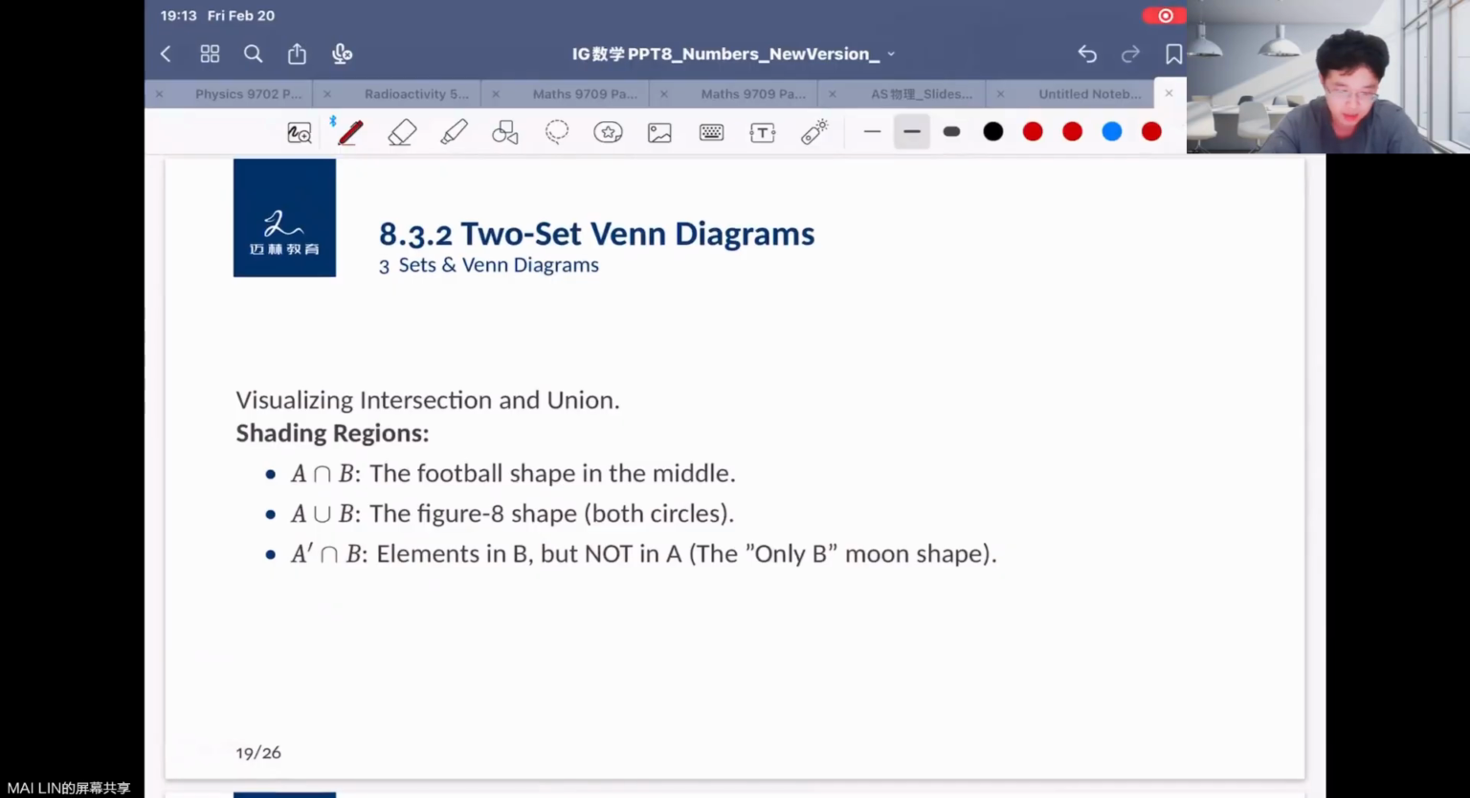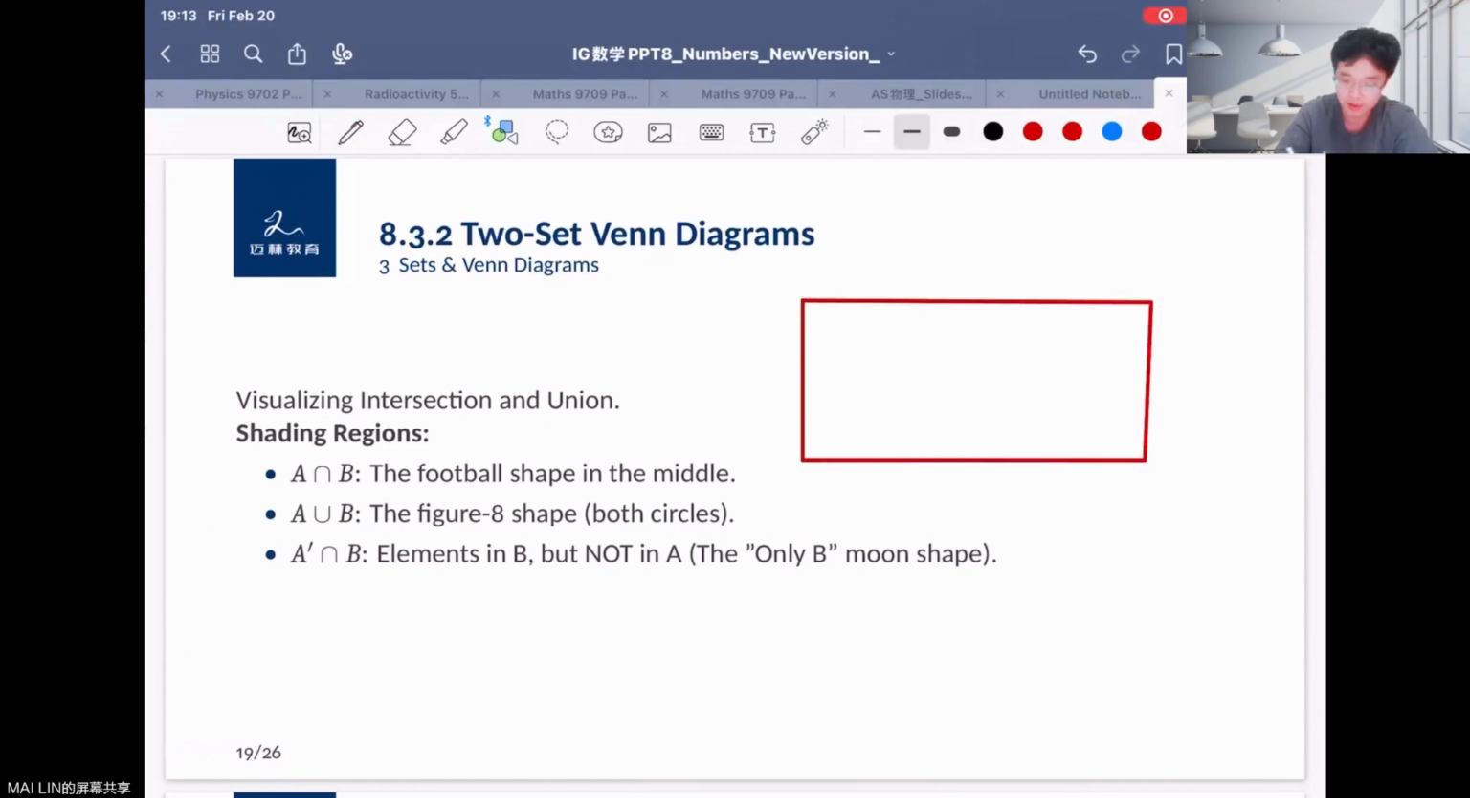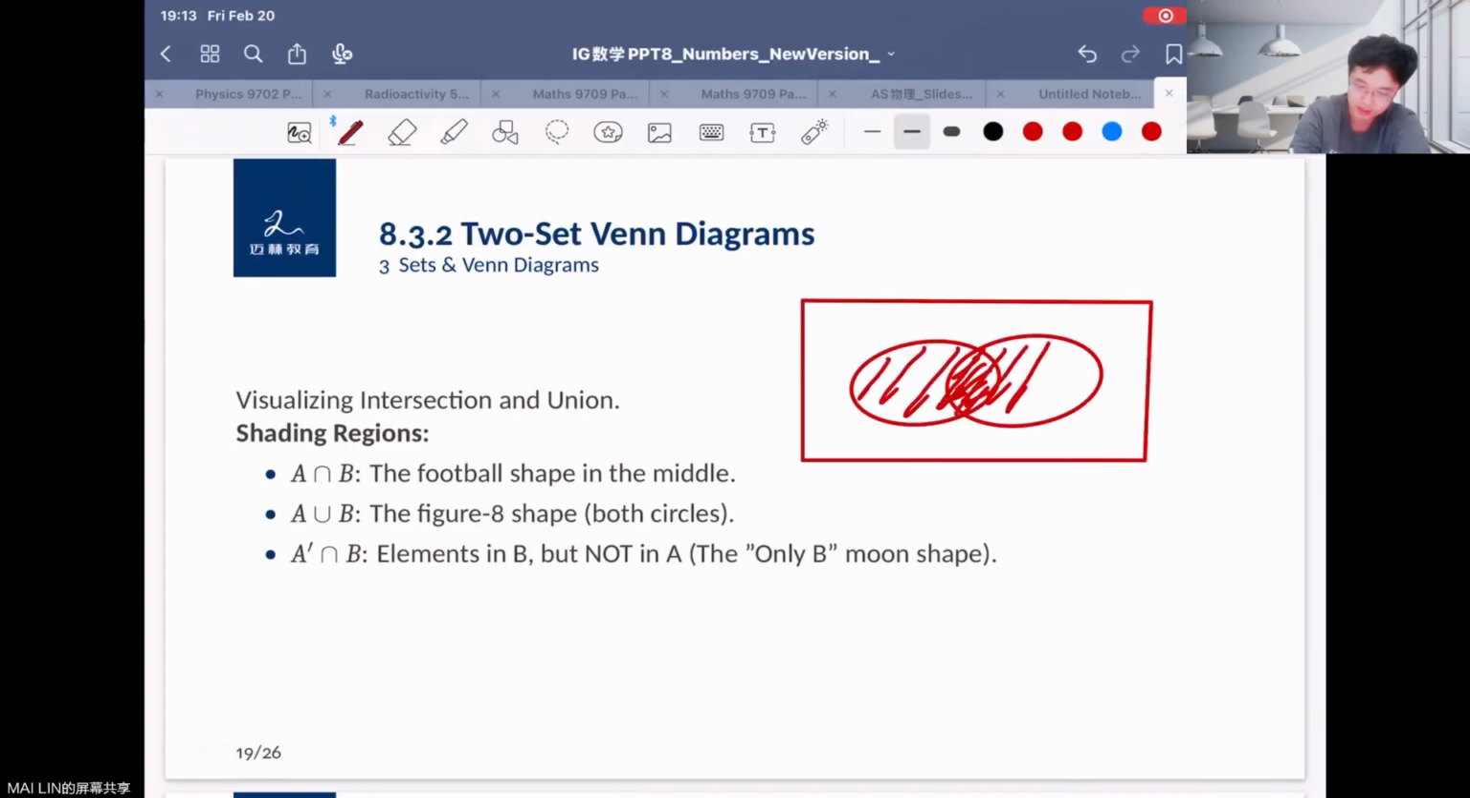So maybe we can set, if we have a Venn graph, we can draw a rectangle, which means the total numbers or total sets, and here is for A and here's for B. So here the first is A or B, so there's a football shape in the middle, right? And A or B means like this, the total red area, okay?